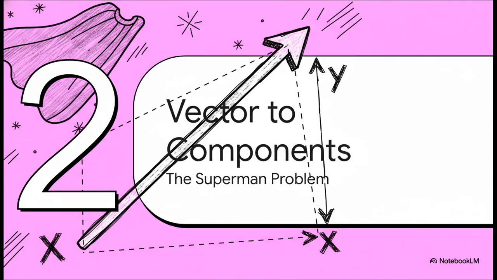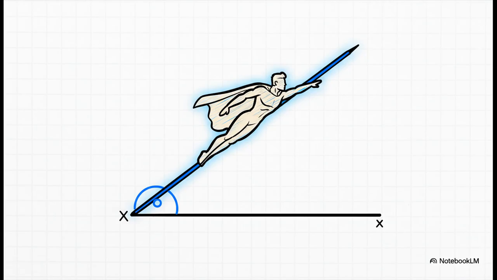Okay, so let's get back to our superhero problem and tackle it head on. We're going to start with the complete vector, that's the 100 meters per second at an angle, and see exactly how to break it down into those simple x and y parts. So what do we know? We know the long side of our triangle, the hypotenuse. That's our hero's total speed, 100 meters per second. And we know the angle, 30 degrees south of east. That little detail is going to be super important.